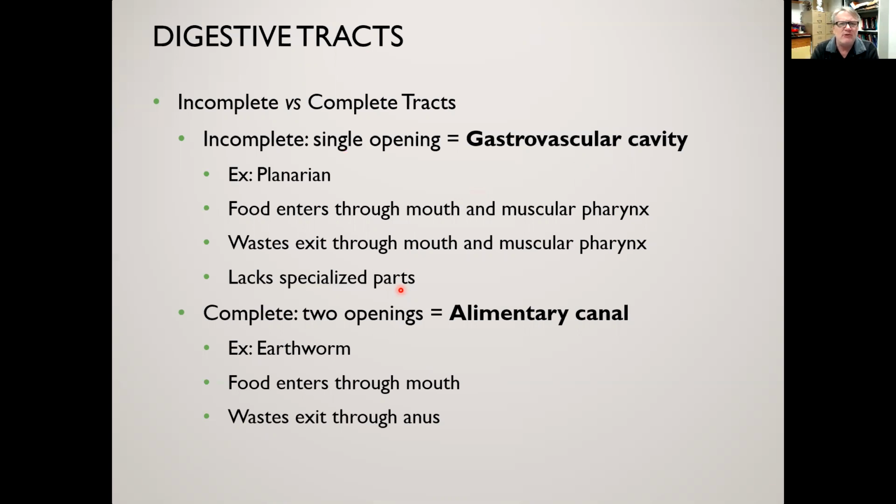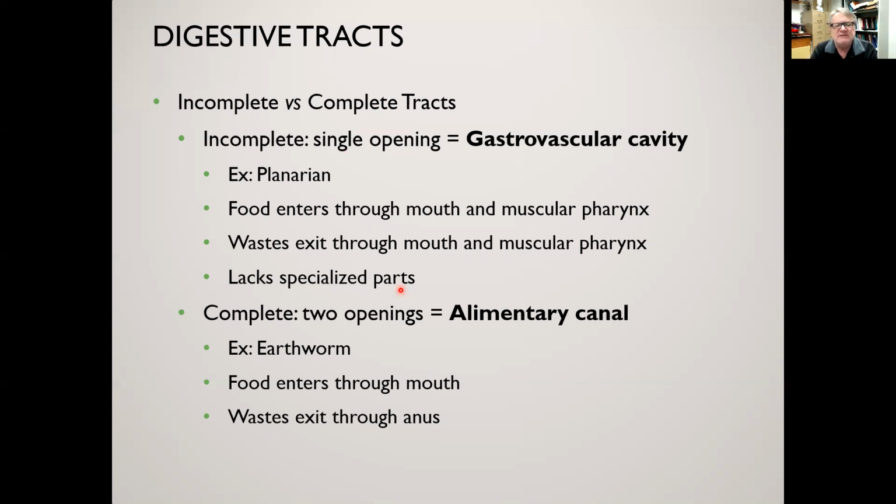So food will enter through a mouth, but that same opening is technically also the anus, because the waste products will also have to exit. So it's much less efficient because it has very few specialized digestive organs associated with it.